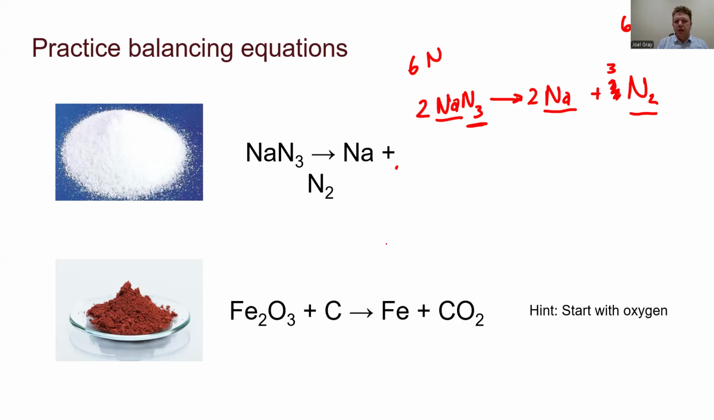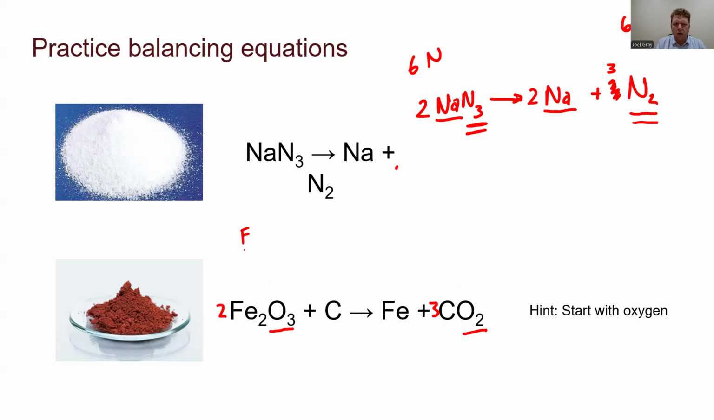Fe2O3 plus C yields Fe plus CO2. You're given the hint to start with oxygen. Okay. Now, whenever I see this, I've got O3 and I've got O2. What did we just have? We just had N3, N2. How do we deal with that? We looked for a common product. So I'm going to do that. I'm going to say, all right, well, if I put a 3 in front of this and a 2 in front of this, what does that do for my oxygens?